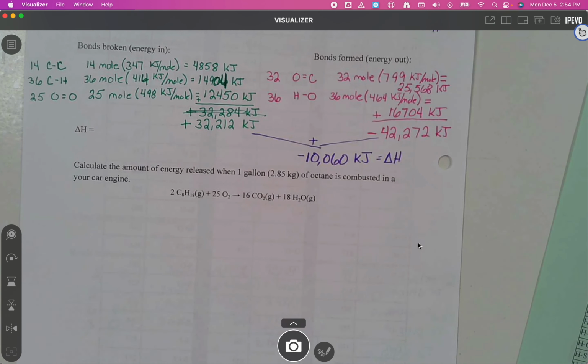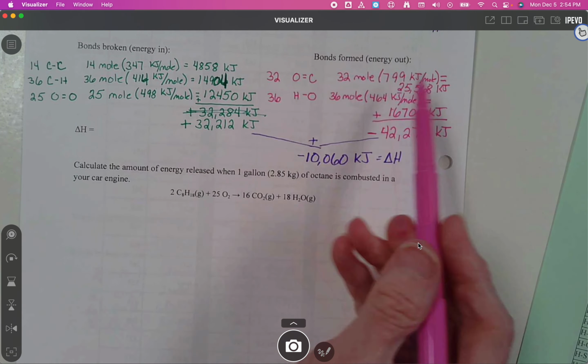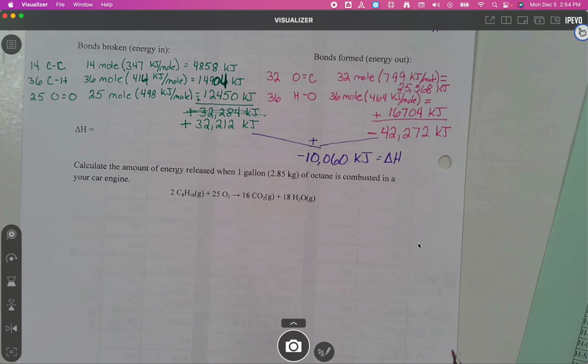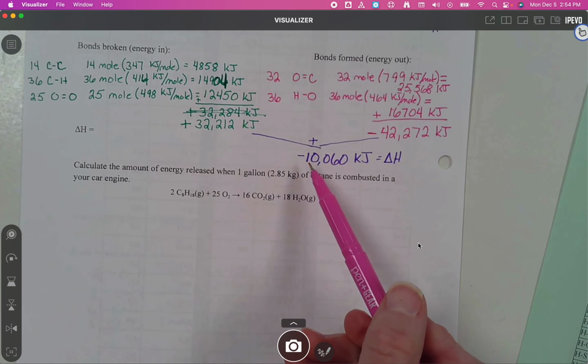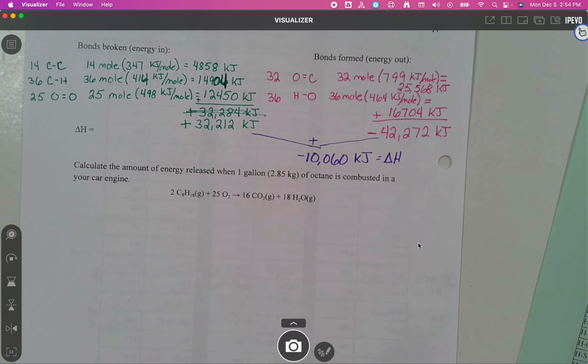That's our delta H value. Yep, so once we've done all this bond energy nonsense, we now know that the delta H is negative 10,060 kilojoules.